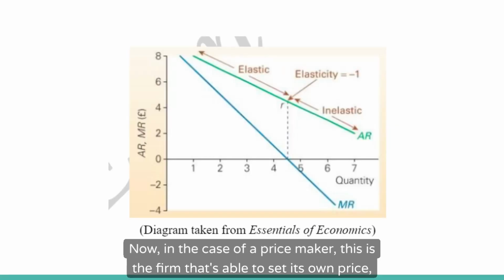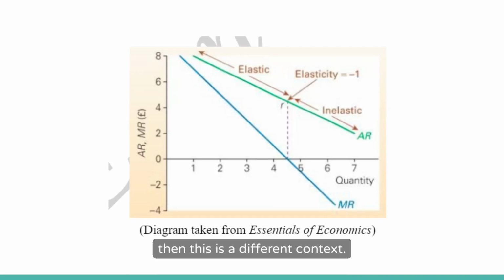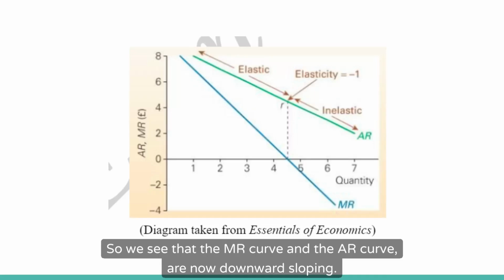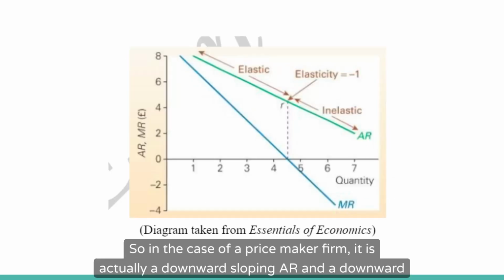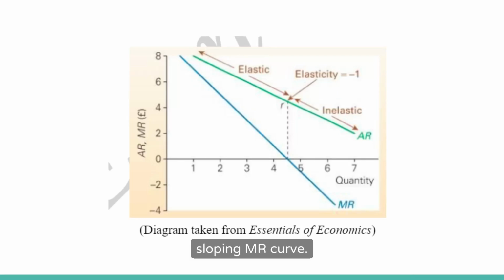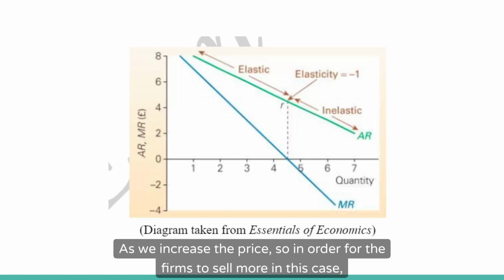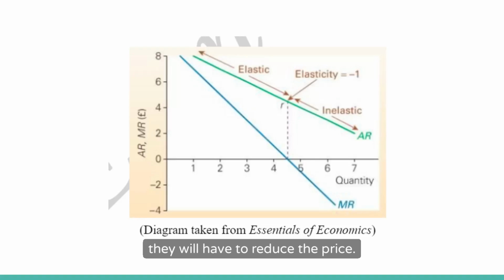Now, in the case of a price maker, this is the firm that's able to set its own price. Then this is a different context. So we see that the MR curve and the AR curve are now downward sloping. They are not the same as the horizontal curve as we see here. So in the case of a price maker firm, it is actually a downward sloping AR and a downward sloping MR curve. So what is the situation here? Okay, so this is the case. As we increase the price, in order for the firms to sell more, they will have to reduce the price.